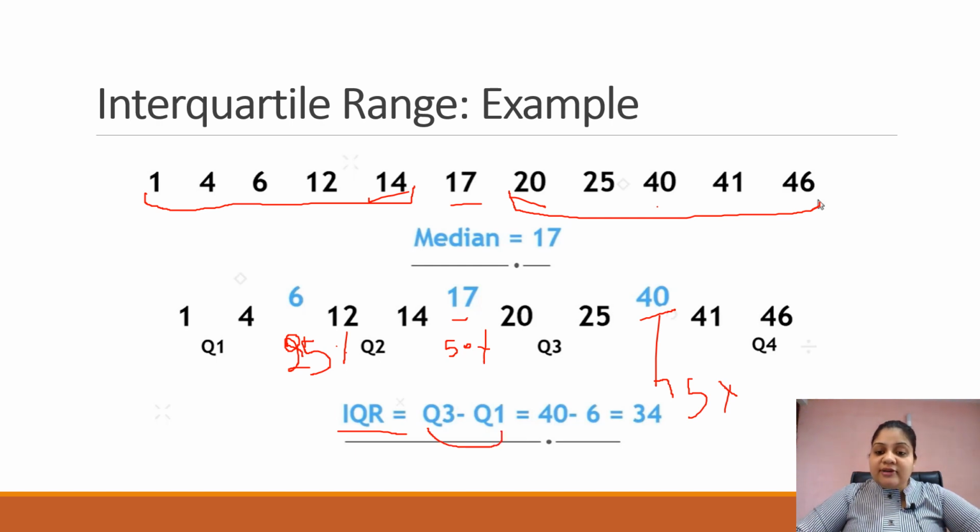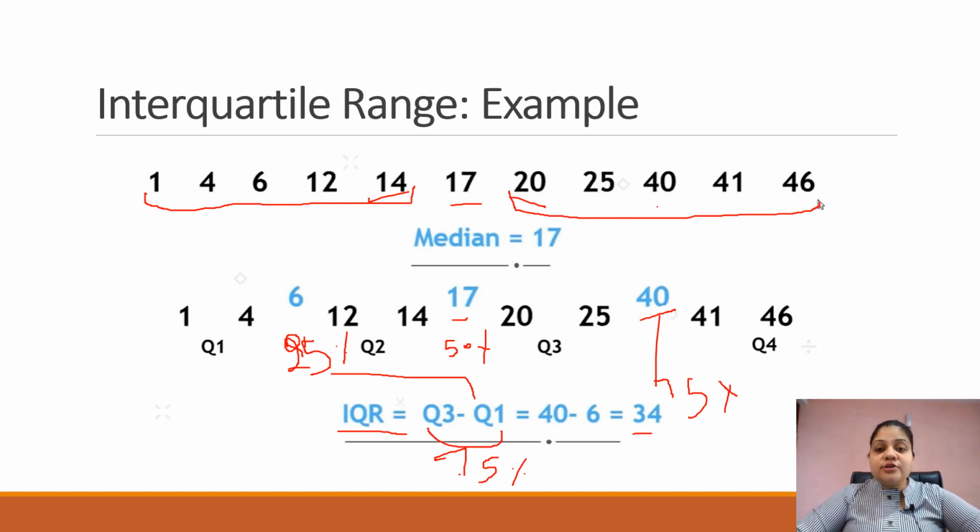Q3 is represented by the 75th percentile quartile of my data. So what is the 75% quartile of my data? That is 40. And what is Q1? Q1 is nothing but the 25th percentile of my data. That is 6. So 40 minus 6 is 34. That means the variation in this particular example is 34.